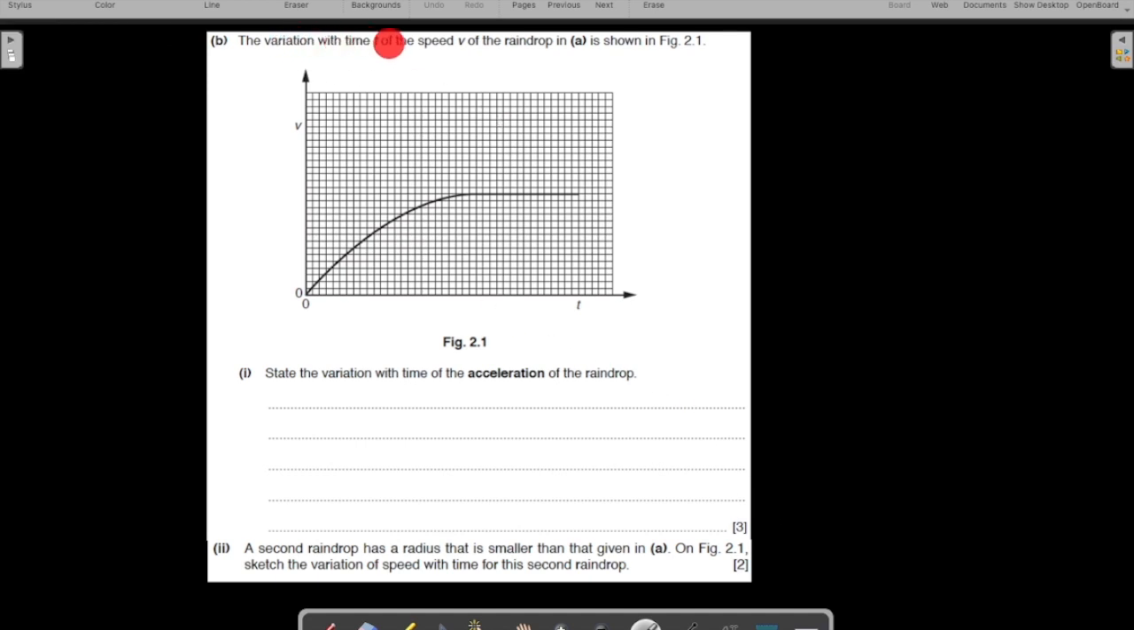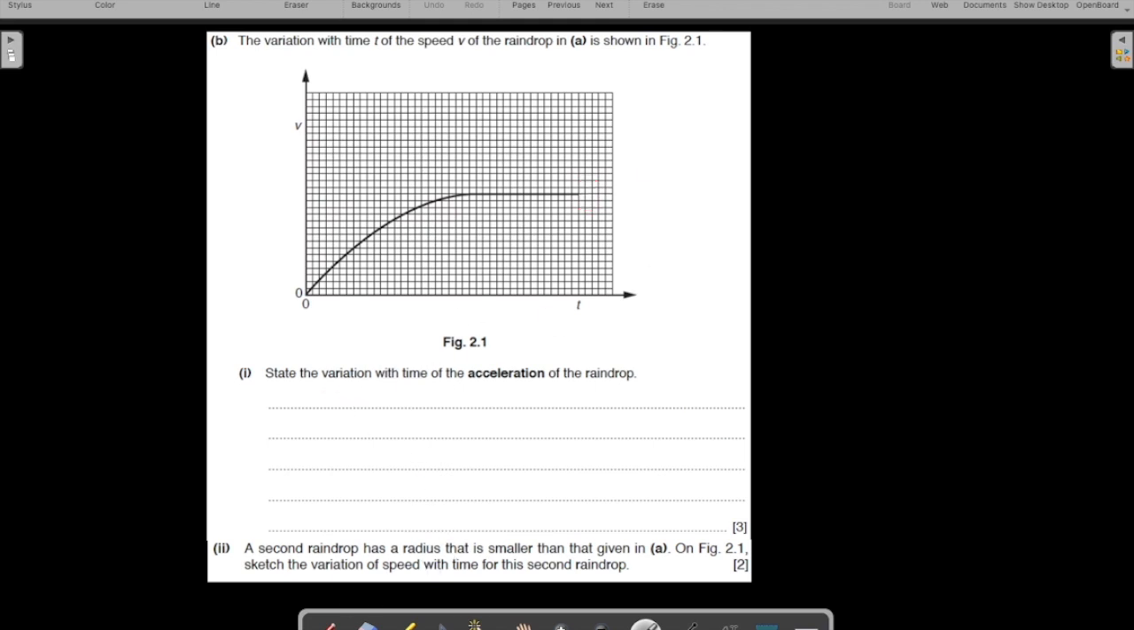The variation with the time t of the speed v of the raindrop is shown here. Velocity versus time. State the variation with time t of the acceleration of the raindrop. Whenever you look at a graph like this, you should immediately think that we are talking about terminal velocity here. A velocity-time graph which starts as a straight line, takes a curve and becomes flat means that something is happening with respect to terminal velocity.